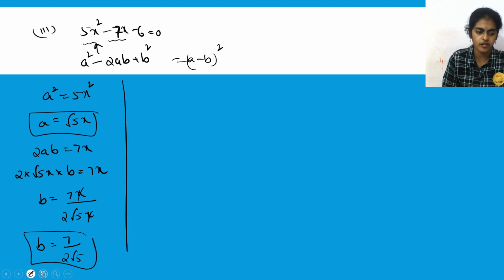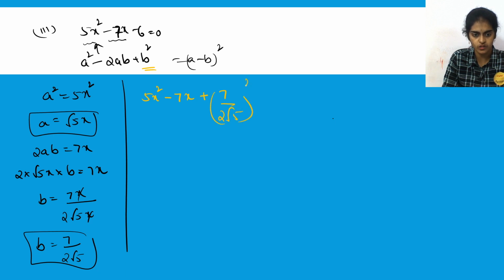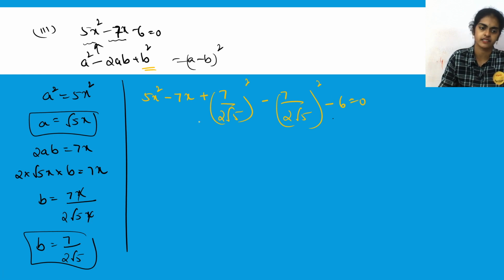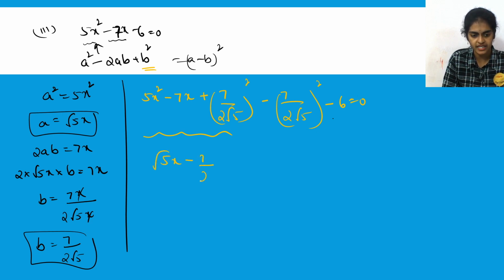So what is the next step we are going to do? We are going to add and subtract b square, isn't it? I wanted this b square, so I'll add and subtract b square. So a square is 5x square minus 2ab is 7x plus b square is 7 by 2 root 5 whole square, and I'm subtracting b square again. Minus 6 I have in the question, I'm writing it. So till here it is a minus b whole square. So a minus b whole square.